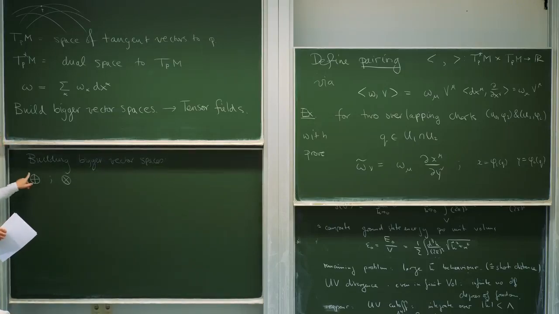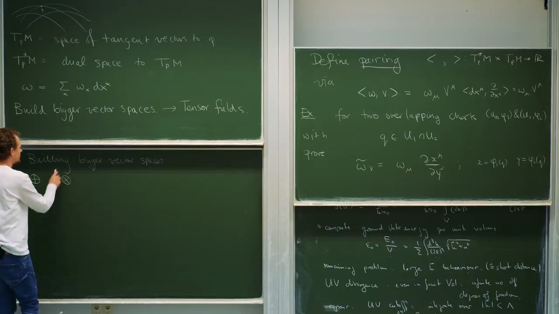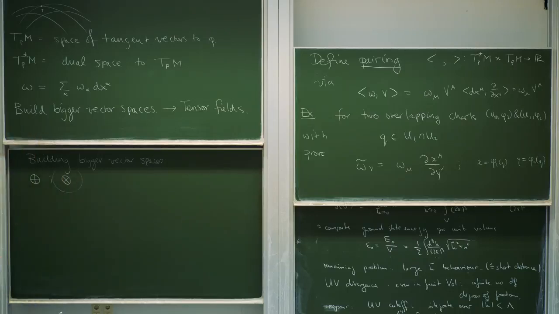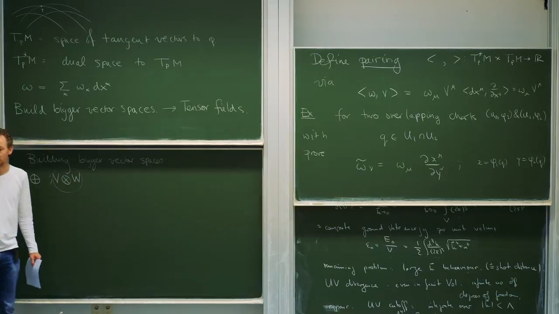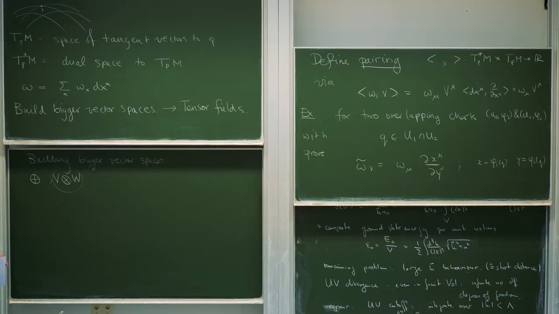Now we certainly have reasons to take direct sums of tangent spaces at manifolds, but not in the theory we're going to build and use for most of this course. There are other contexts where that makes sense. But for most of this course, that's the way we're going to build bigger vector spaces, we're going to take some vector space V, some vector space W, and we're going to have a bigger vector space as a consequence.